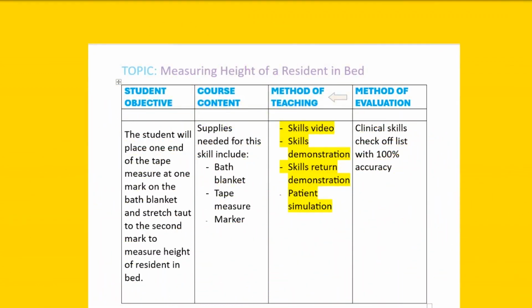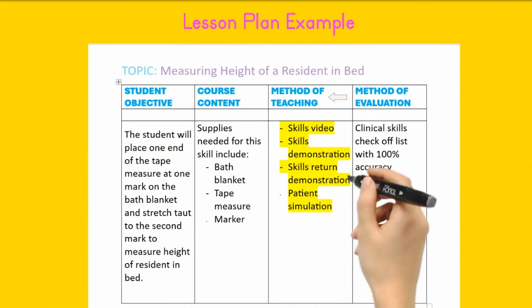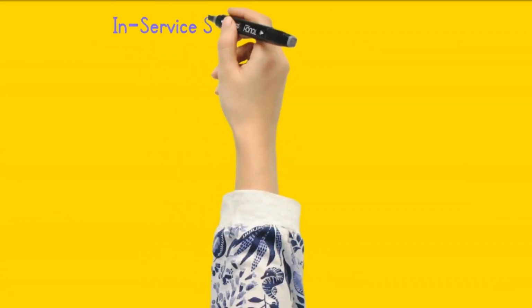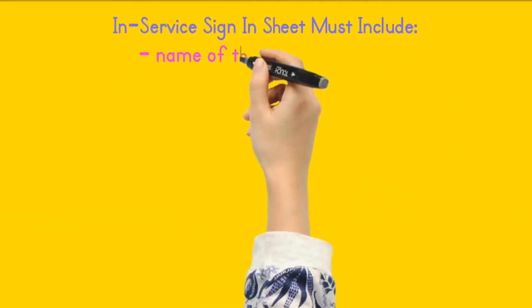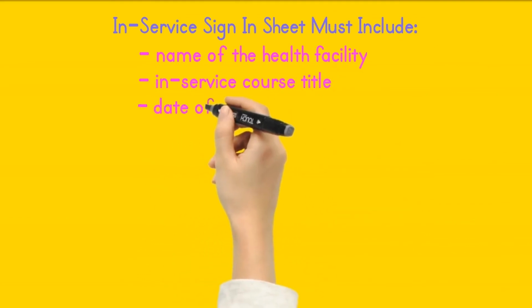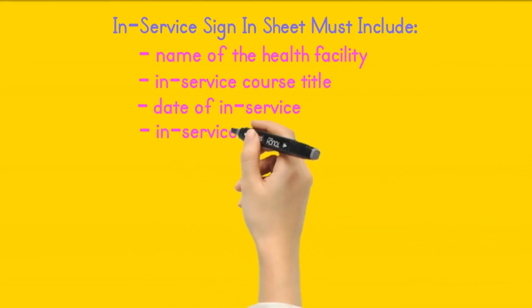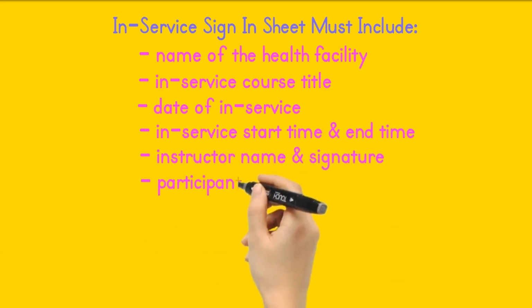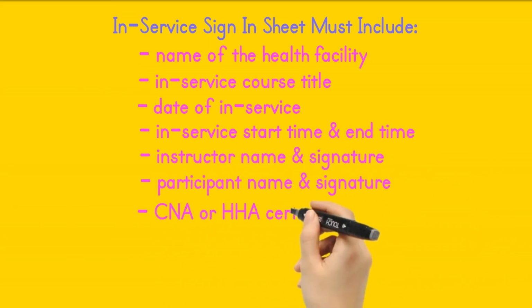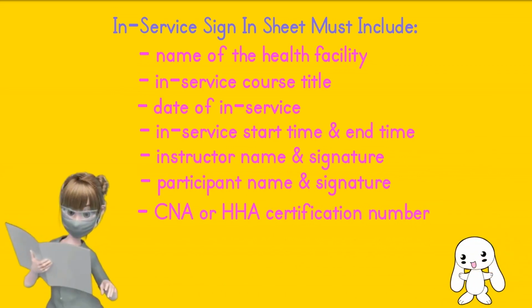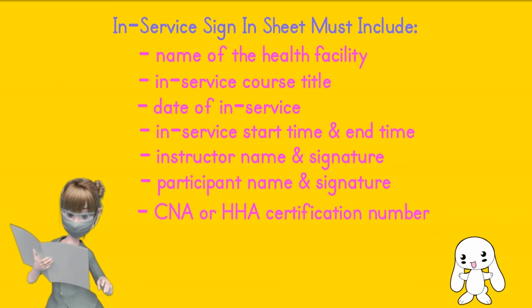Here is an example of a lesson plan that contains all the required information required by the California Department of Public Health Training Program Review Unit. In-services are required to have an in-service sign-in sheet that must include the following information: name of the health facility, in-service course title, date of in-service, start time and end time, instructor name and signature, participant's name and signature, and participant's CNA or HHA certification number.